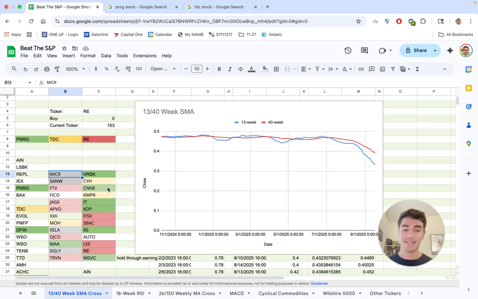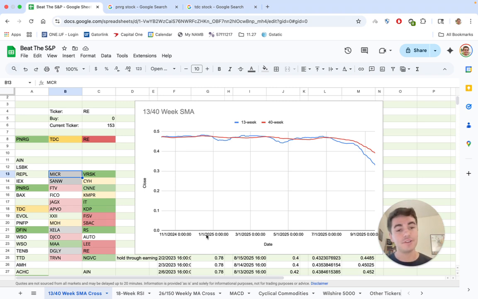This is a lagging indicator because it just looks at the average over a past period of price. And I'm using a 13-week for our short moving average and the 40-week for our long one. How this indicator works is a moving average cross. So if the moving averages cross, that's going to be a buy or a sell signal.